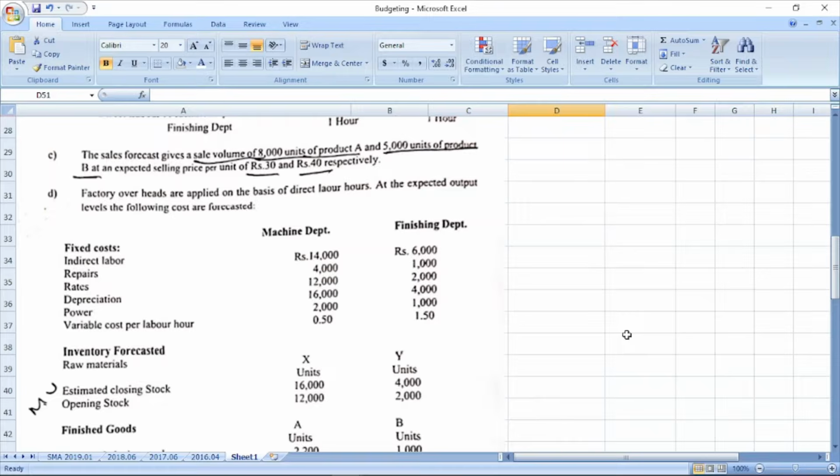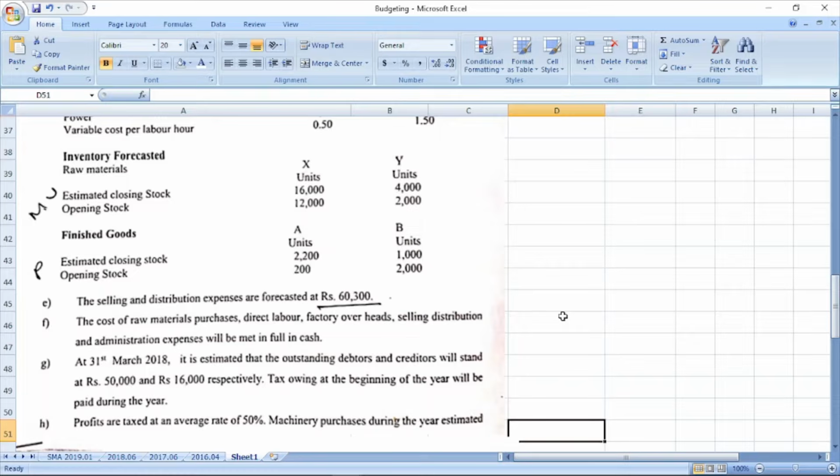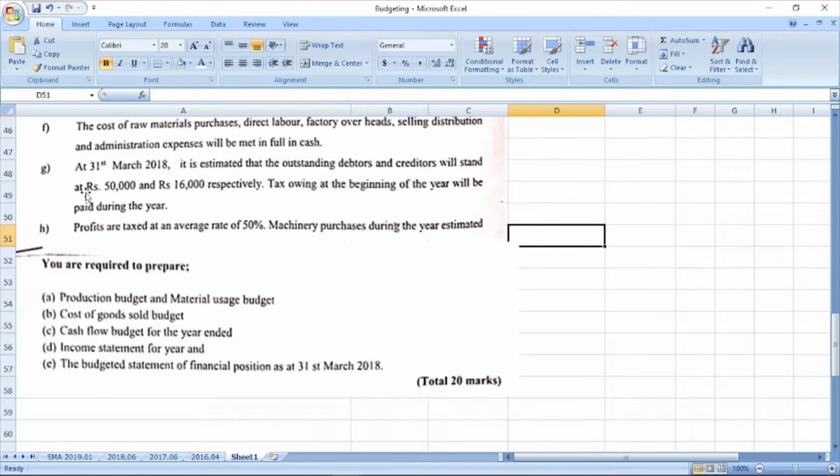They give rates, depreciation, power, variable cost per labor hour, and inventory forecast: raw materials X and Y, estimated closing stock and opening stock, and finished goods A and B, estimated closing stock and opening stock. Other selling and distribution expenses are forecast at 60,300 rupees. The cost of raw material purchases, direct labor, factory overhead, selling, distribution, and administration expenses will be met in full in cash. At 31st March 2018, it is estimated that the outstanding debtors and creditors will stand at 50,000 rupees and 16,000 rupees respectively.